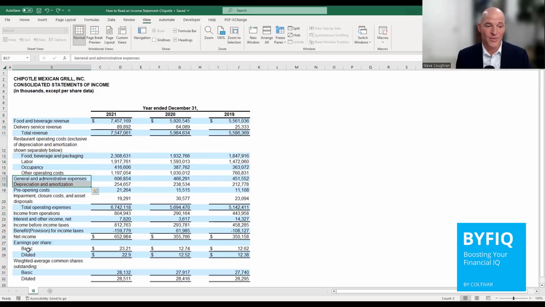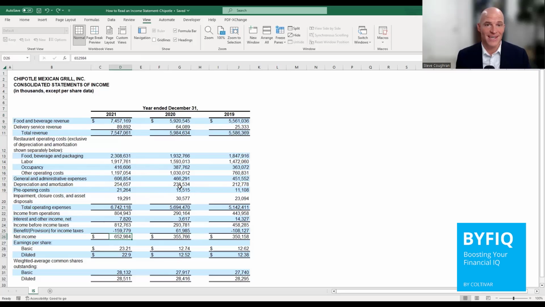When I say flow through, what I mean is that all these numbers flow through the income statement down to net income, and then the net income carries over to the balance sheet, and the statement of cash flows starts with net income from the income statement. So that's why I say it's a flow through statement.